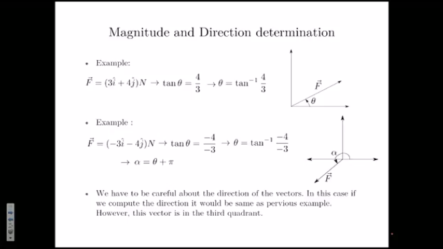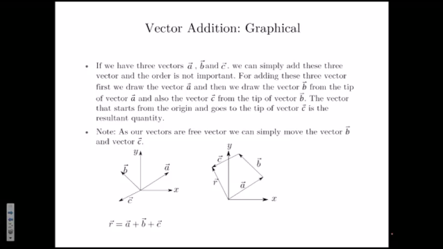right? Okay, so just be careful about these kinds of things. Magnitude is never a problem, because you square them. So even if it's a negative quantity, it becomes positive. You will never have a square root of a negative quantity. But with the direction, you have to be a bit careful.